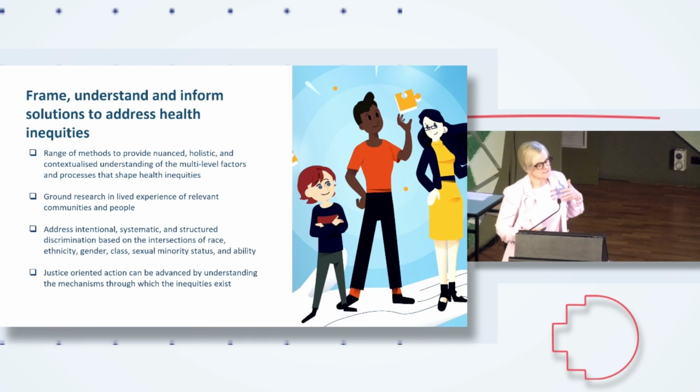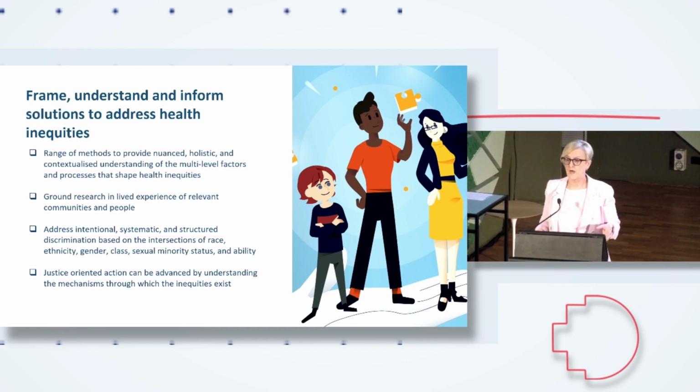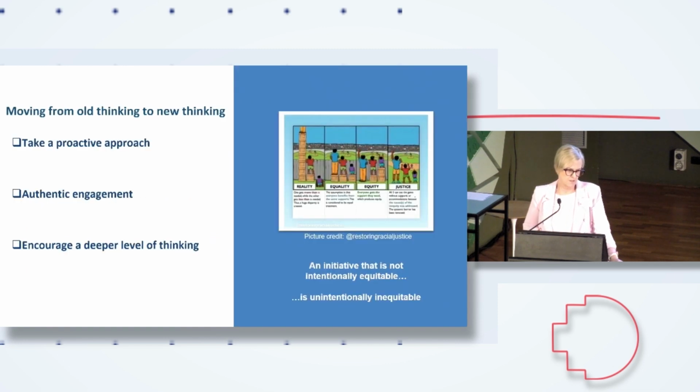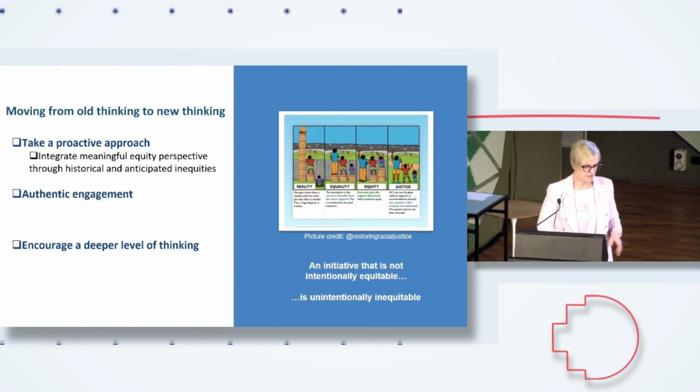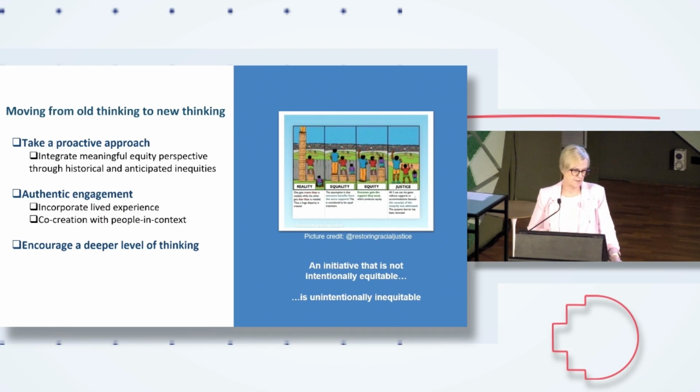So this is why we need to really understand what the mechanisms of change are. What can we do to help people to live a better life, a healthier life? So moving from old thinking to new thinking, we need to take a proactive approach. We need to integrate meaningful equity perspectives through historical and anticipated inequities. We really need to consider that.